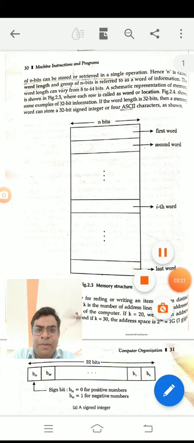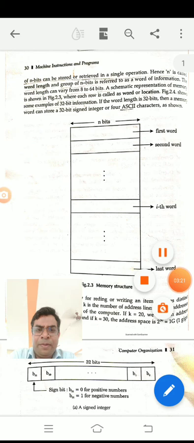Okay. A schematic representation of memory. This is a memory structure where each row is called a word or location. This is 32 bits. Here is one more diagram. See here. Is this visible? This is figure 2.4, an example of encoded information in a 32-bit word. Here each bit, that is 32 bits, is named B31, B30 up to B1, B0, and the sign bit.